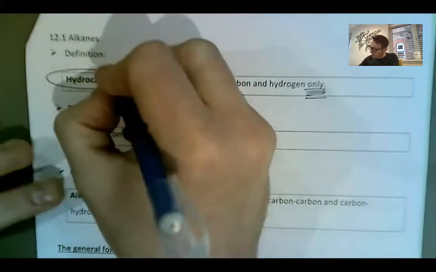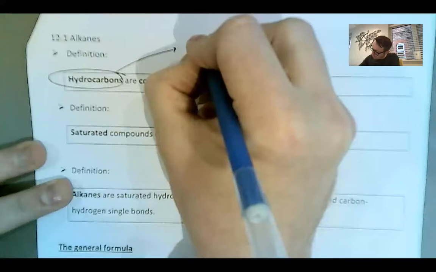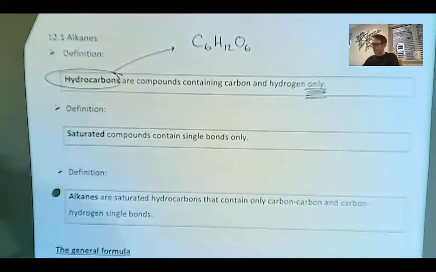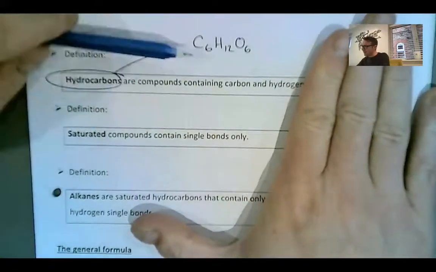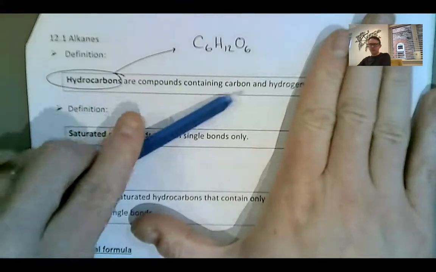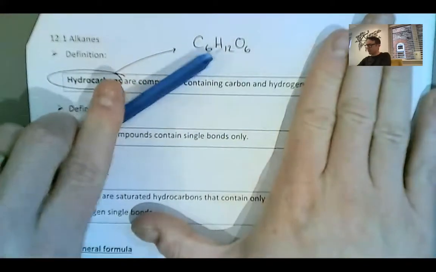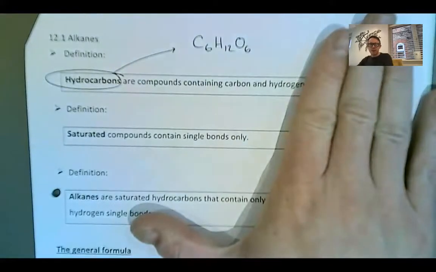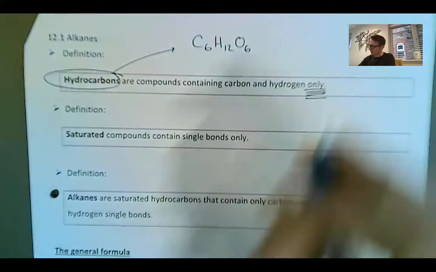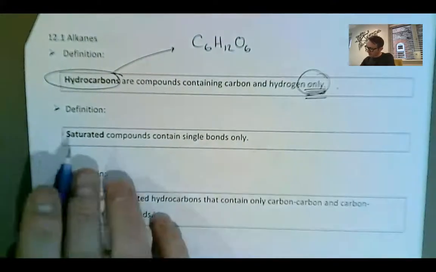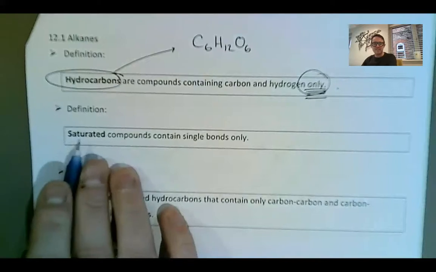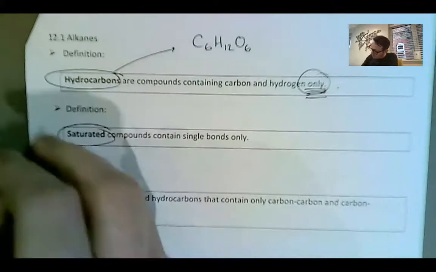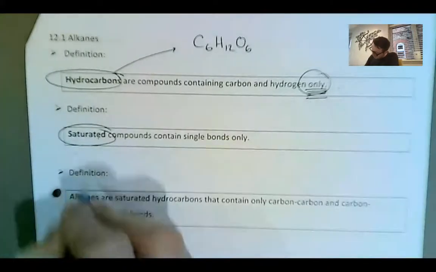Let me give you an example why. If I use the molecule glucose, which is C6H12O6, and I didn't have the word only there, I could say, oh, this is a hydrocarbon. It's a compound containing carbon and hydrogen, because it does. But the thing is, it's got some other elements as well. It's got oxygen, and that's not okay. So a hydrocarbon has to be hydrogen and carbon only. Okay? Saturated, what does the word saturated mean? It means single bonds only. And then finally, we're going to use those two key words in our definition of an alkane.